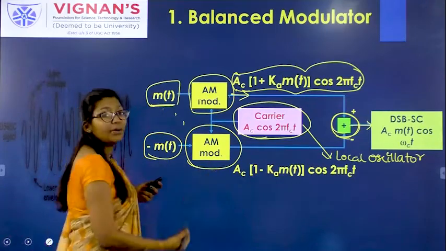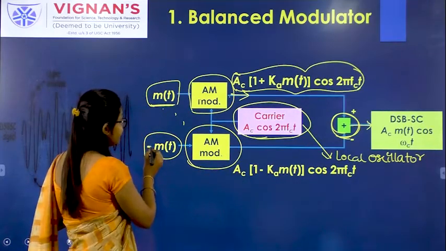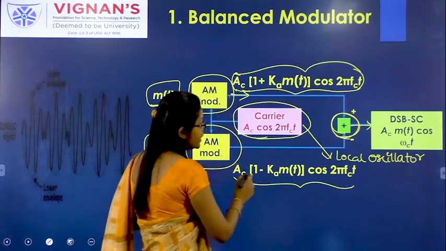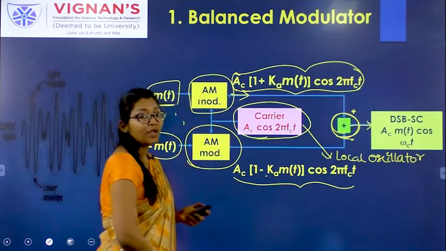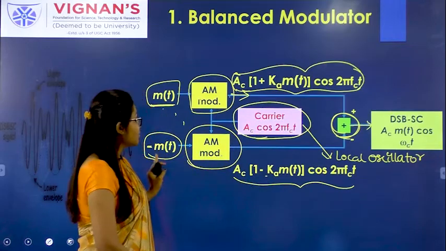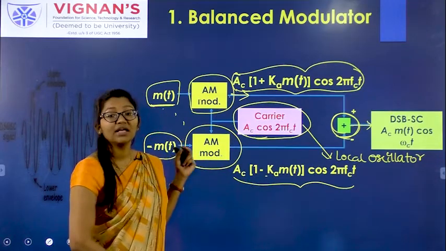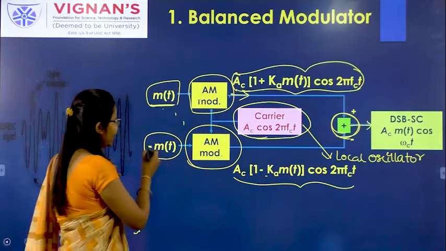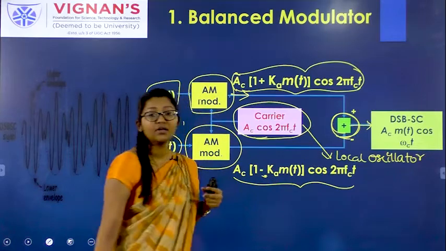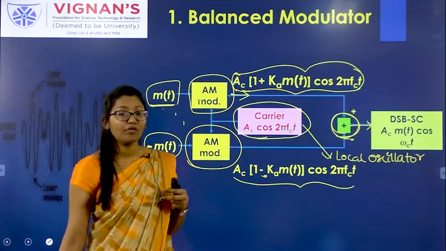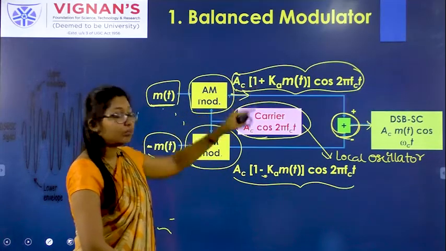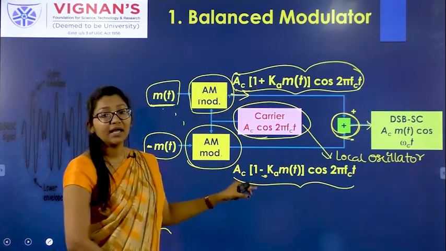Coming to the second AM modulator, here we are giving minus m of t. So at the output side it will generate Ac into 1 minus Ka m of t. The actual expression was 1 plus Ka m of t, but here as we are giving the message signal with a negative sign, in the expression there will also be a negative sign. So Ac into 1 minus Ka m of t, cos 2 pi fct. So this is the first AM modulator output and this is the second AM modulator output.